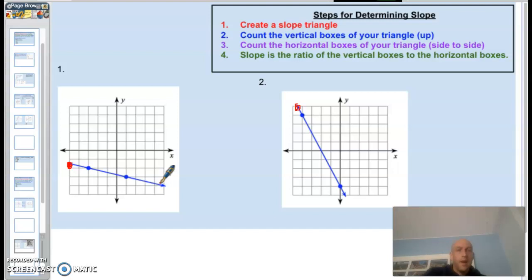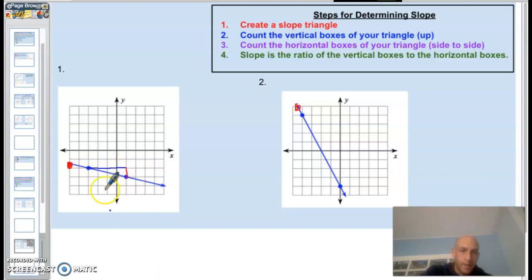But we're going to be doing the same strategy, the same strategy with slope triangle. So we're going to create our slope triangle. We're going to start on this left point, and we are going to go over until we are above the second point, right there. And here's why it's negative. We don't go up, we go down to the second point to create our slope triangle.